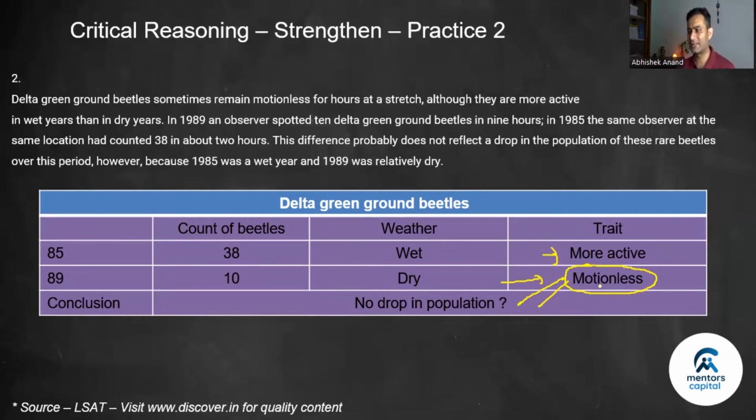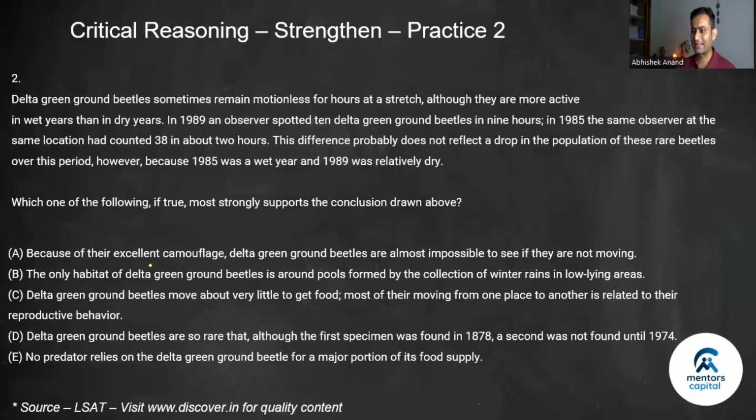And what should explain this? That in the dry season, they are motionless. So the answer here is A. Because of the excellent camouflage, delta green ground beetles are almost impossible to see if they are not moving.